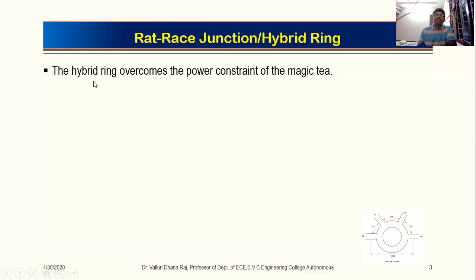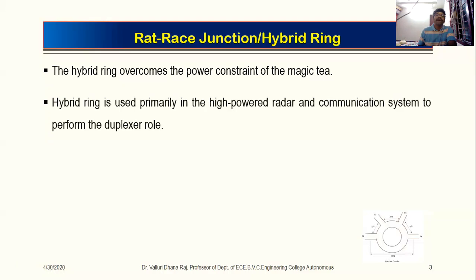So the main intention of this discussion is that the rat race is very much similar to a hybrid magic T junction, but here the rat race is able to handle high powers because of its construction.